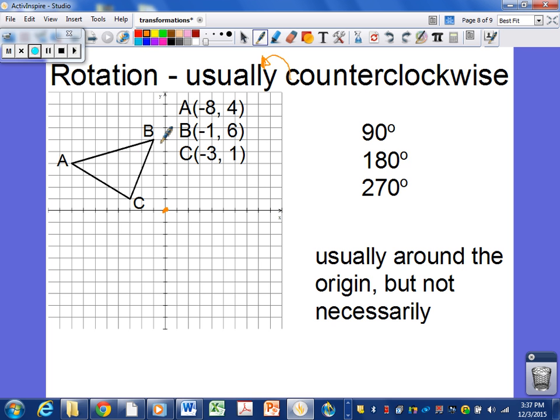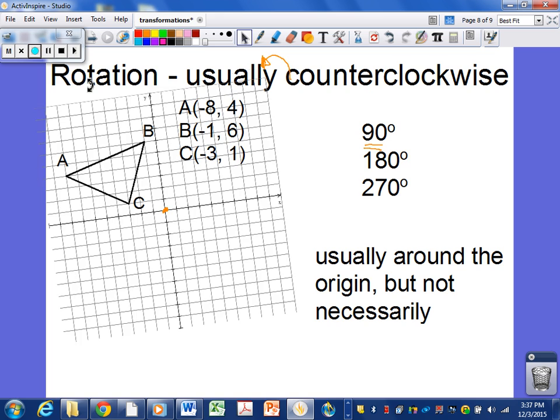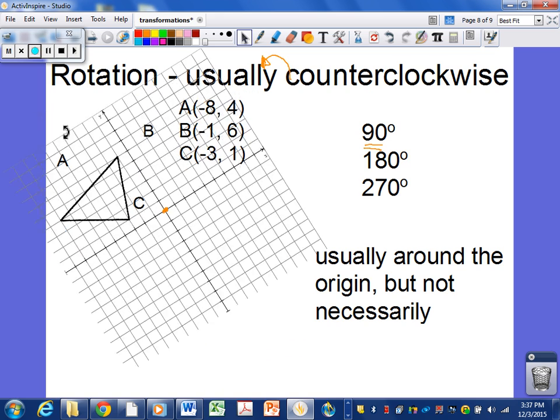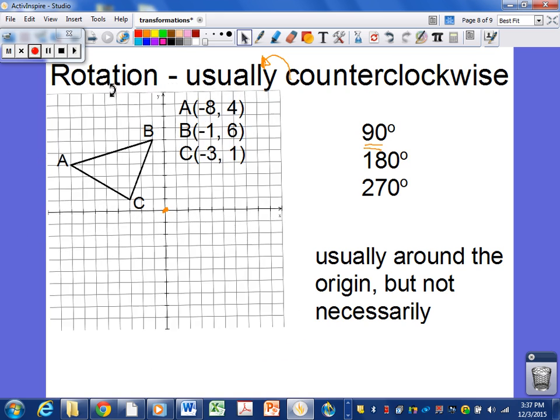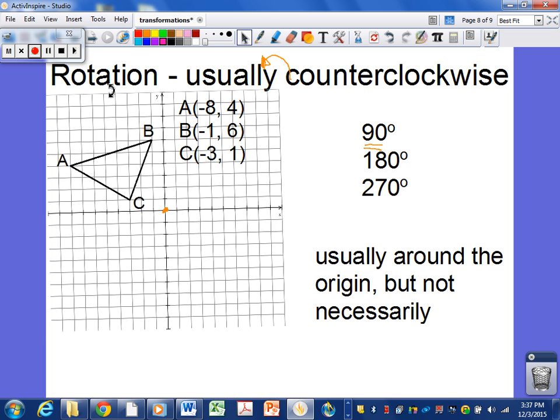So we're going to rotate this triangle ABC. Let's pick 90 degrees. We'll do a 90-degree rotation. So what I'm going to do, very tricky-like, is here we have the points -8, 4, -1, 6, and -3, 1 here. I'm going to literally rotate this whole entire grid around that orange center, so that we can talk about where we end up. Now remember, this point over here is A, and B and C. So remember where they go. So watch A.